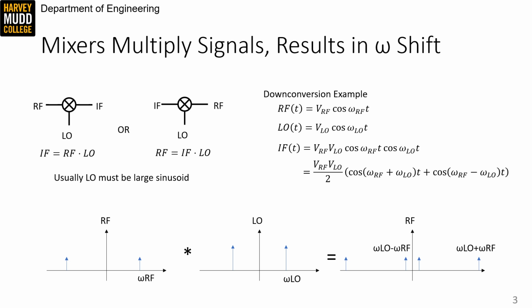The term intermediate frequency refers to any frequency that's lower than RF, but there's a special term for bringing your signal down very close to DC, and that's referred to as direct down conversion. So this whole process is down conversion, and specifically direct down conversion.